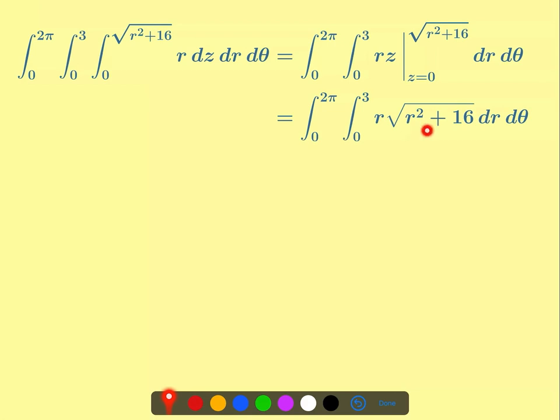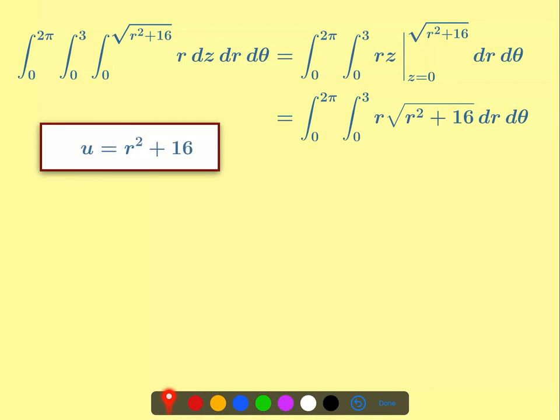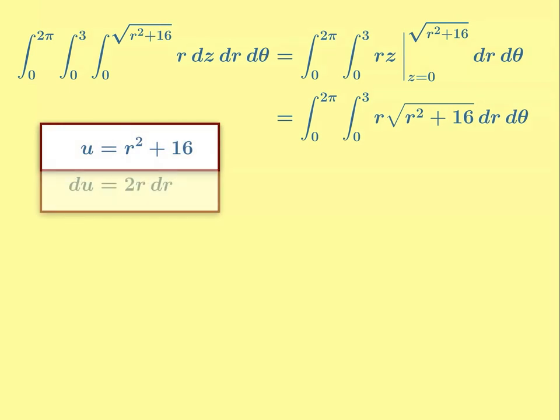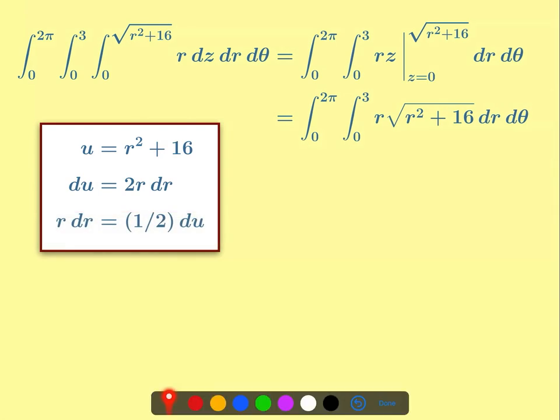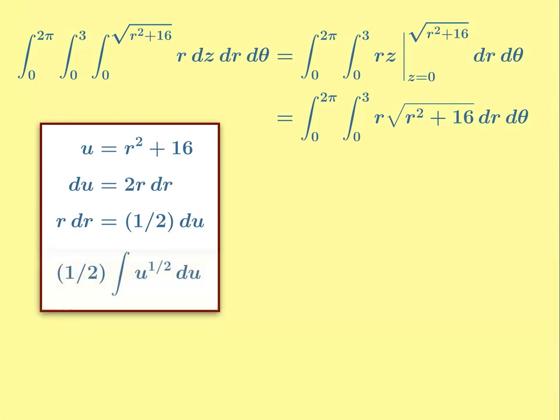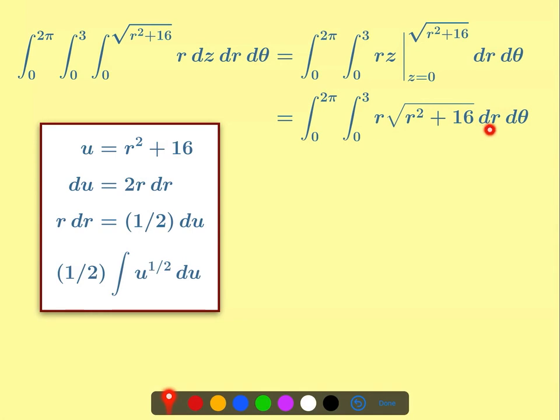We want to do a u substitution here. u equals r squared plus 16. du is going to be 2r dr. And so we want to replace the r dr here with 1/2 du. And so the integral of r times the square root of r squared plus 16 dr is going to look like just this now. We're going to have the 1/2 we can take out, but the r dr gets replaced with du and this extra 1/2. And then this will just be u to the 1/2.